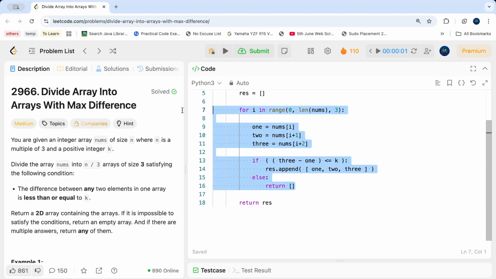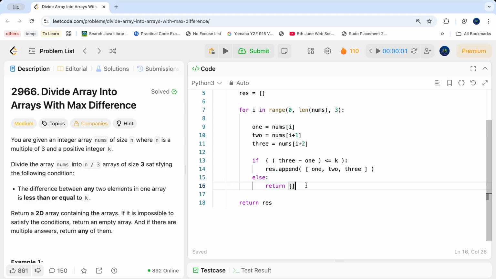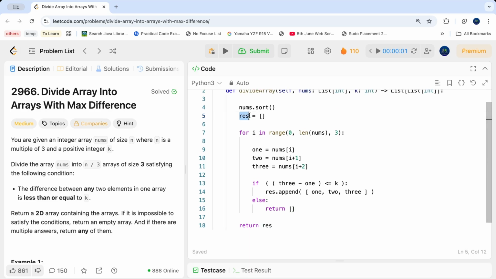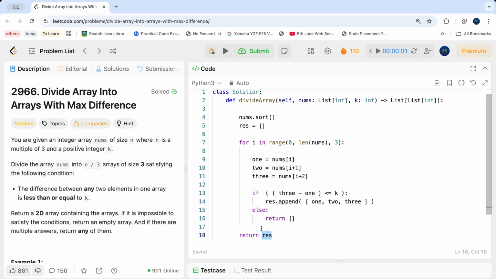And if after coming out of this loop I'm not returning back, it means that all the triplets are created, which is stored in the variable result or res. And then we can just directly return the value of result. And that is going to be the complete code for this particular problem. Sort your data, check for the condition. If it is true, append it in the result. And this is the complete code.